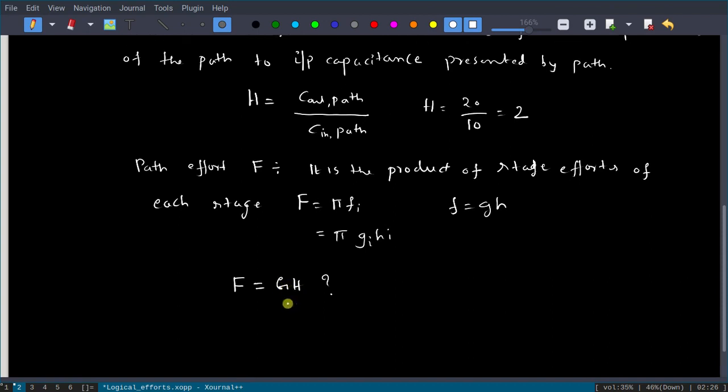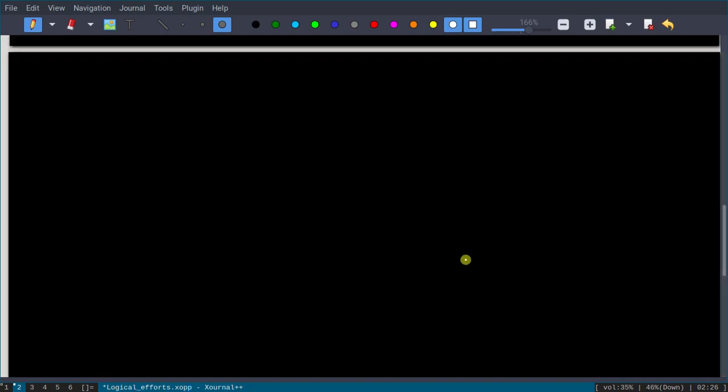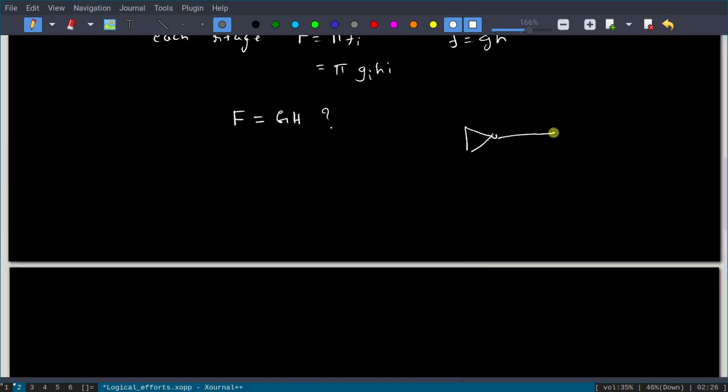Okay, let us consider one example. Let us consider one inverter driving two branches. The size of this, let it be 5, and this is 15, and this is also 15. And both are driving a capacitor of size 90.